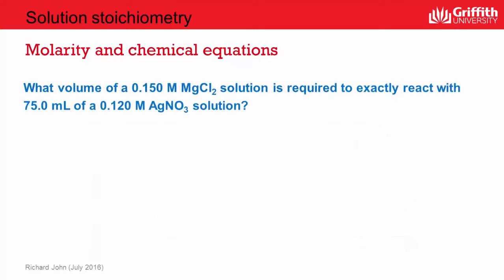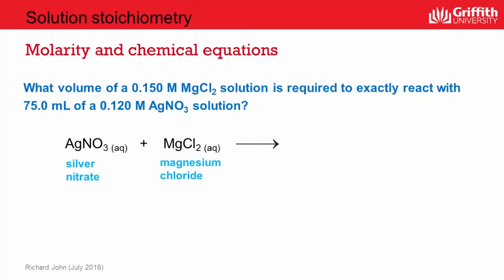So all of this is probably best described with a real practical example. Here's a typical question you might get along these lines. What volume of a 0.150 molar magnesium chloride solution is required to exactly react with 75.0 milliliters of a 0.12 molar silver nitrate solution? Now there's a lot of information in this question and we need to break it down.